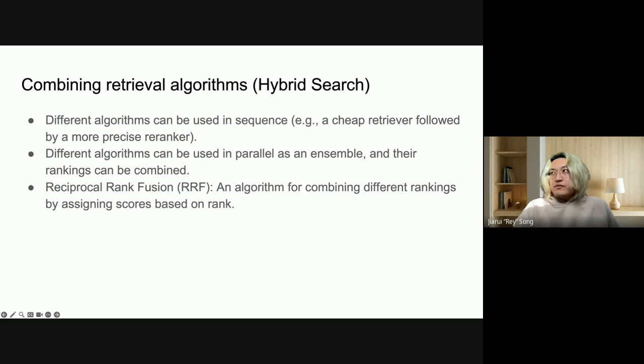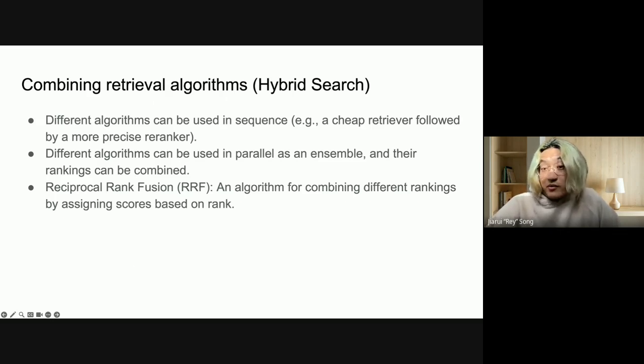Now, instead of only using term-based retrieval or embedding-based retrieval, you can actually combine retrieval algorithms, known as hybrid search. This approach can enhance RAG by leveraging the strengths of different approaches, and this can be done in two main ways. The first is sequentially. That is, you use a fast but less precise retriever to get initial candidates, followed by a more accurate but potentially slower mechanism, like re-ranking with embeddings, to refine the results.